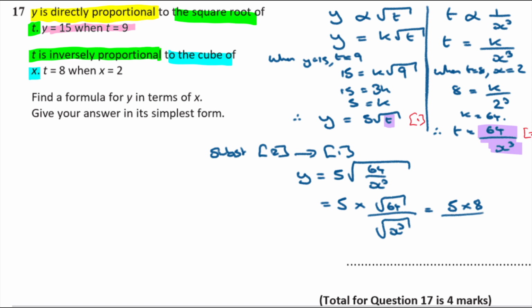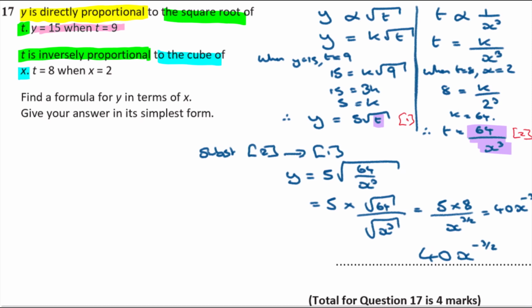and that is going to be over, well, what's the square root of x cubed? That's going to be x to the power of 3 over 2, then it's just a simple index. So 5 times 8 is 40. Now I could either write that as 40 times x to the minus 3 over 2, or I could leave it as 40 over x to the power of 3 over 2. It doesn't really matter. I think I'm going to write mine like that. So that's my final answer. It's going to be 40x to the power of negative 3 over 2.